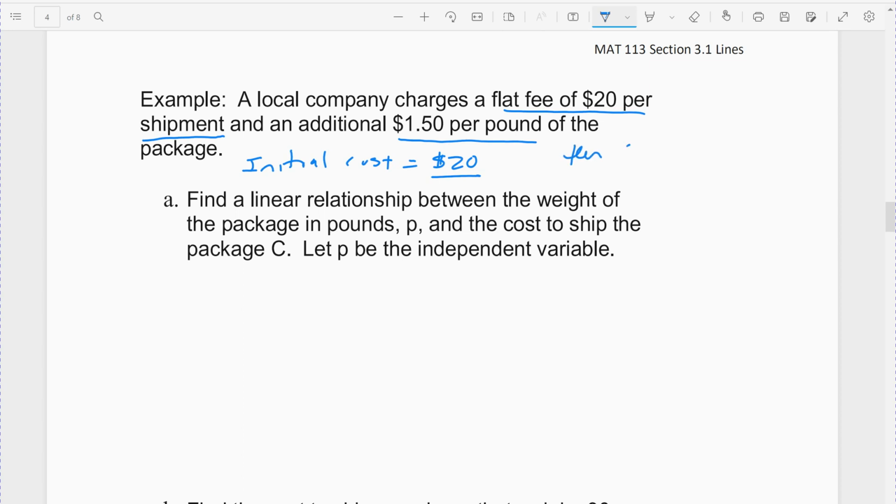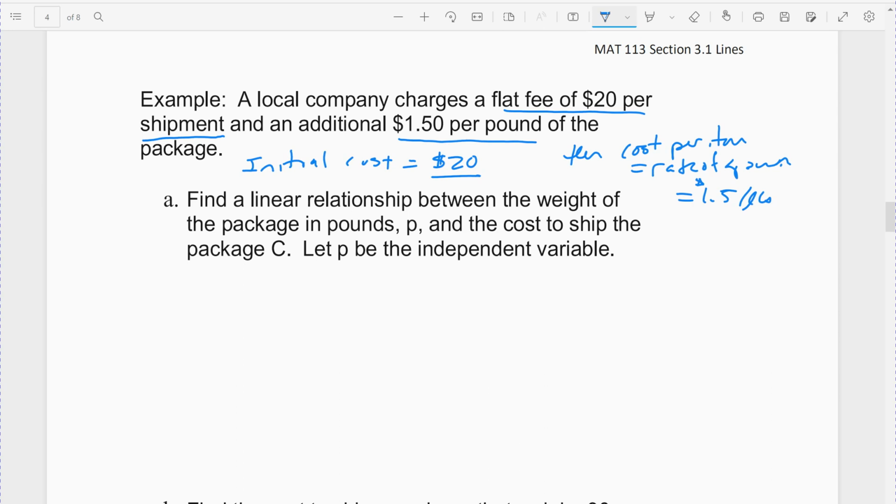Then the cost per item, in this case the pounds, right? So the growth rate, the cost per item, which would be my rate of growth, is $1.50 per pound. Every pound that the package weighs, it costs an additional $1.50. So 1 pound costs $1.50 plus the 20. 2 pounds cost $3, right? $1.50 times 2 is 3, plus the $20, so $23 total.